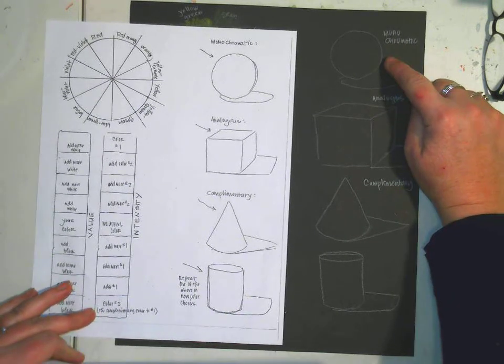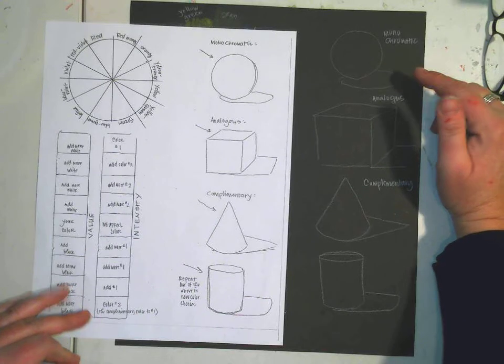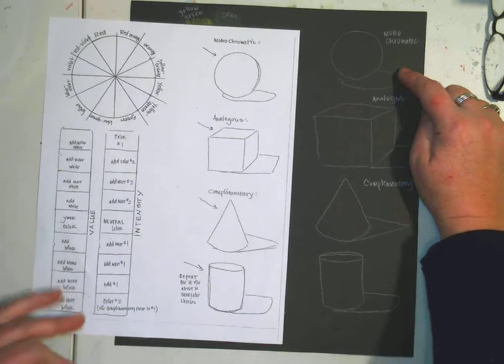So for instance, if I want to use monochromatic again, I just want to pick a color different than the color I did for the first shape.